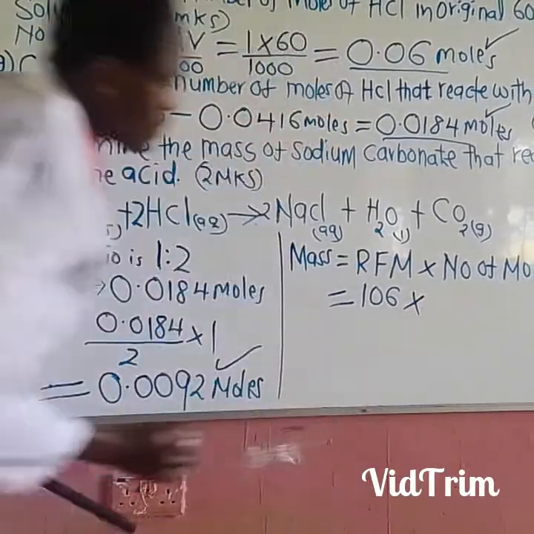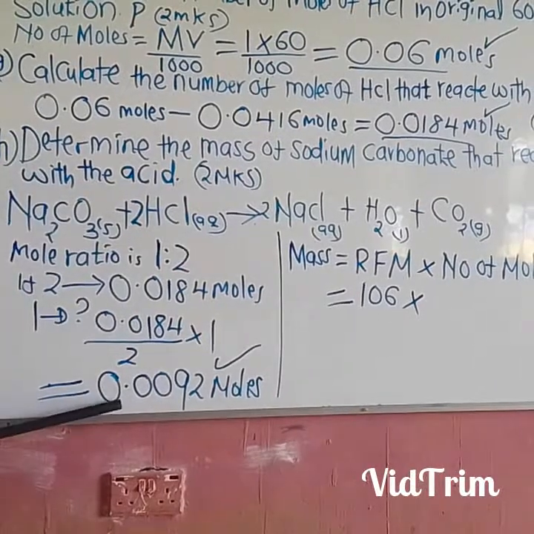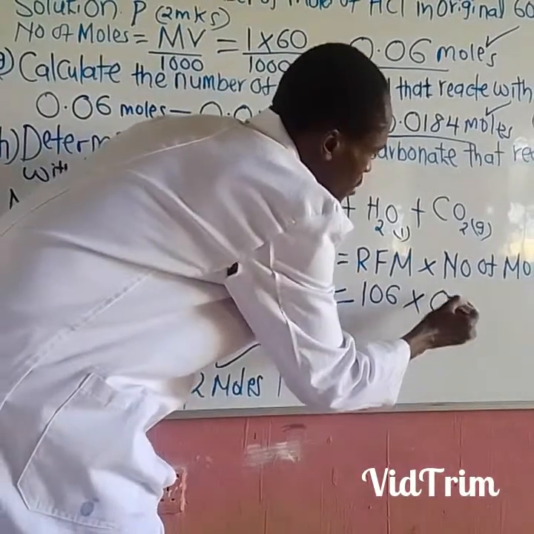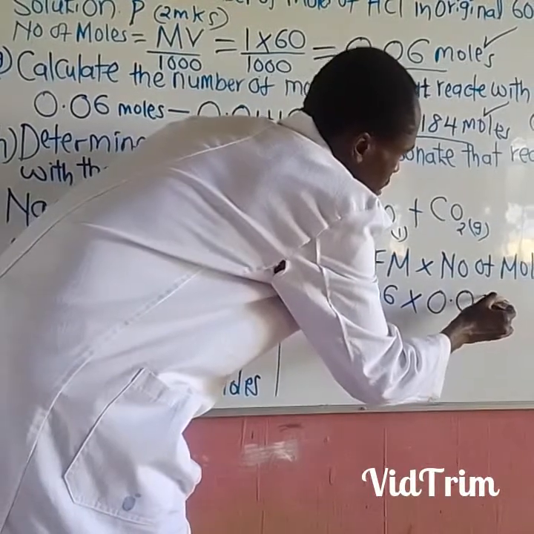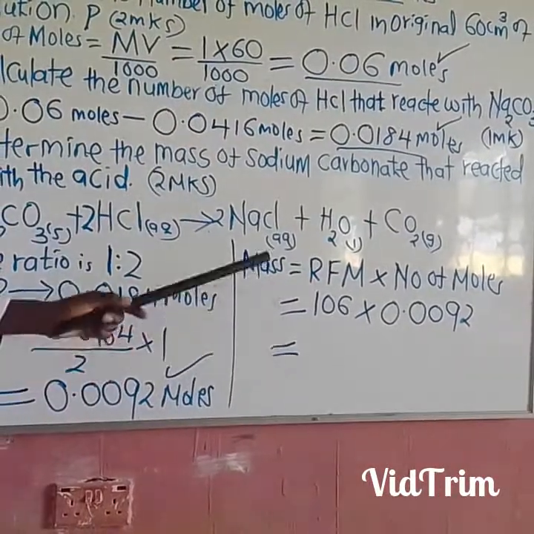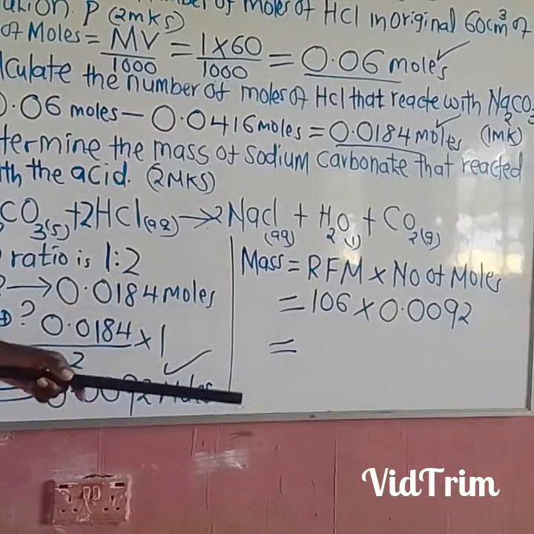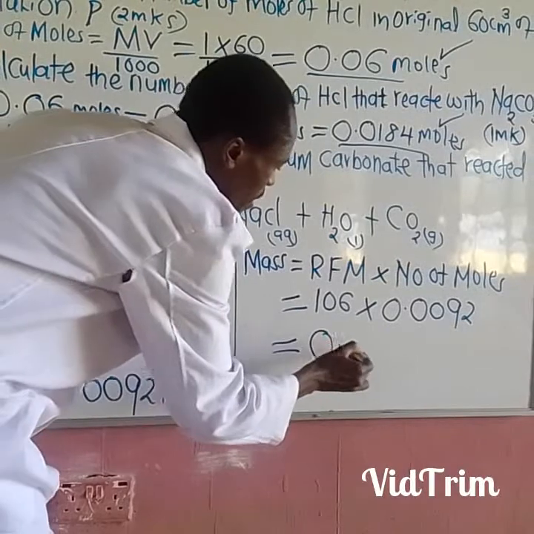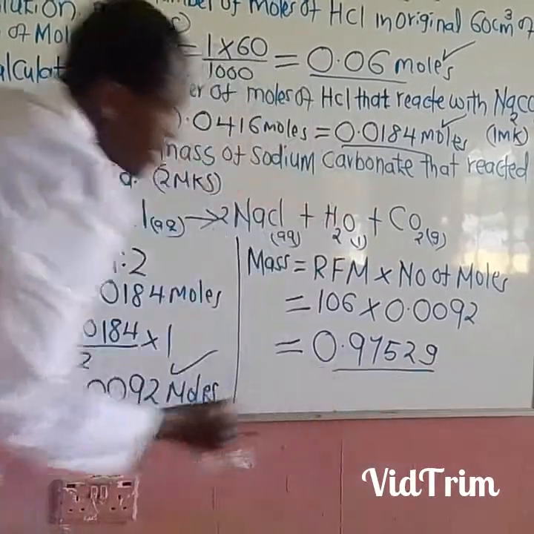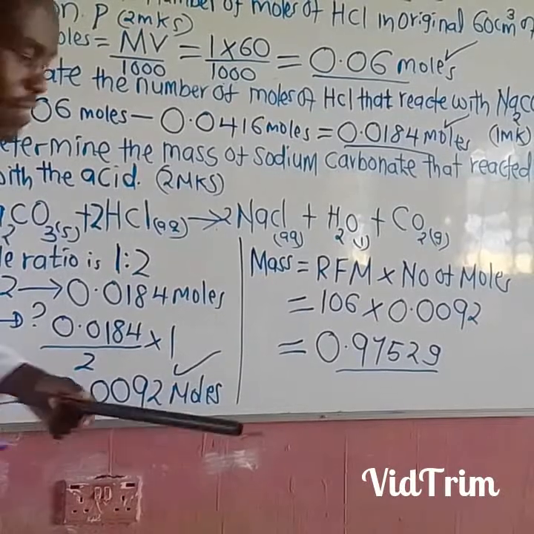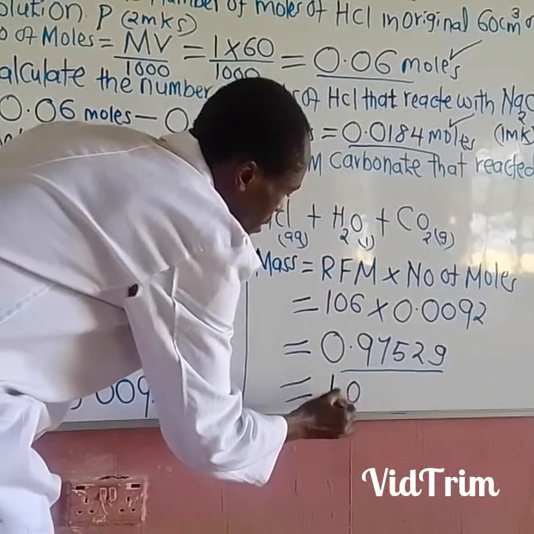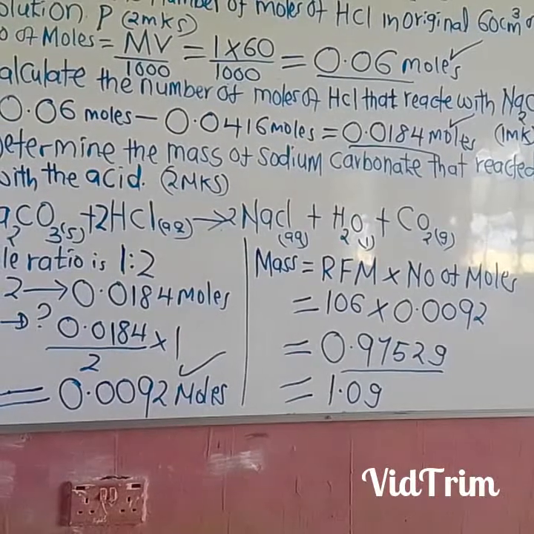Then times number of moles. What are the number of moles of the carbonate that reacted with the acid? We have found out it is 0.0092 moles. So I substitute 0.0092. So if you calculate this one, 106 times 0.0092, that is 0.9752 grams. You can even round off to a whole number, which is around 1.0 gram or 1 gram. Is it okay?